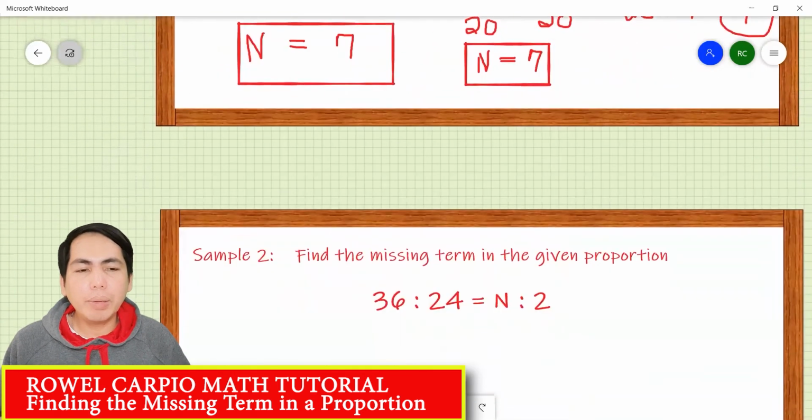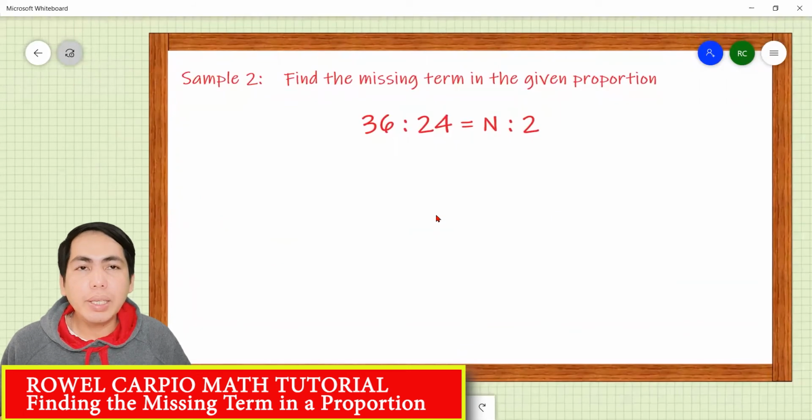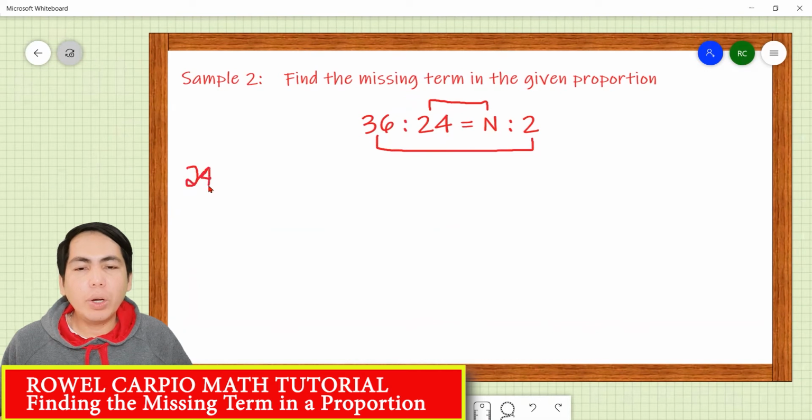Let's have sample number 2. Find the missing term in the given proportion. 36 is to 24 equals n is to 2. So we have to multiply our means and we also have to multiply our extremes. So we have here 24 times n is equal to 36 times 2. 24 times n is 24n, equal to 36 times 2, which is 72.